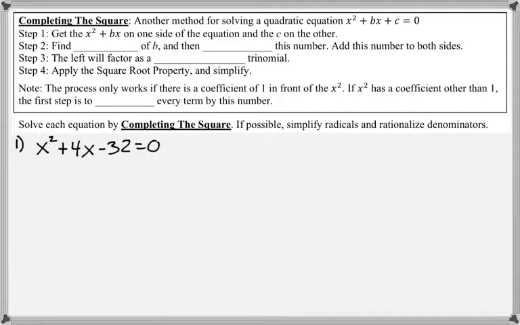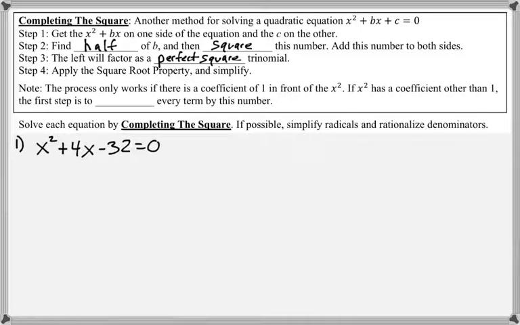So then I want to find half of b. So whatever the number is that's being multiplied by x, I want to find half of that, and then I want to square this number. And then I want to add this number to both sides. So this is a very different method. This is very different from factoring. The left will factor as a perfect square trinomial, and then we want to apply the square root property and simplify.